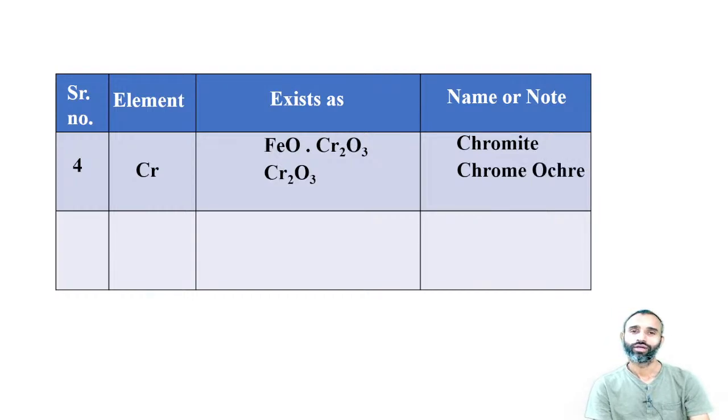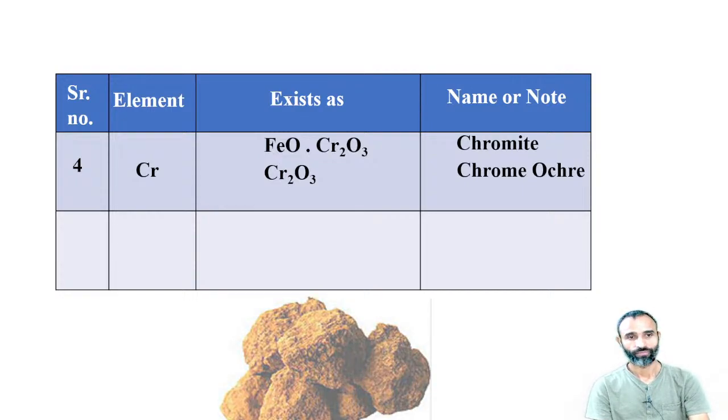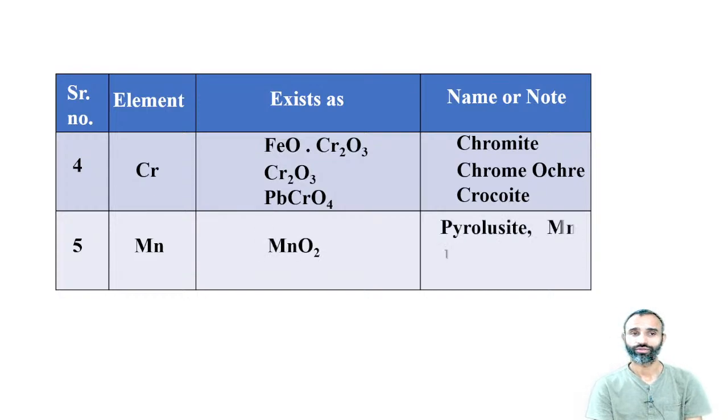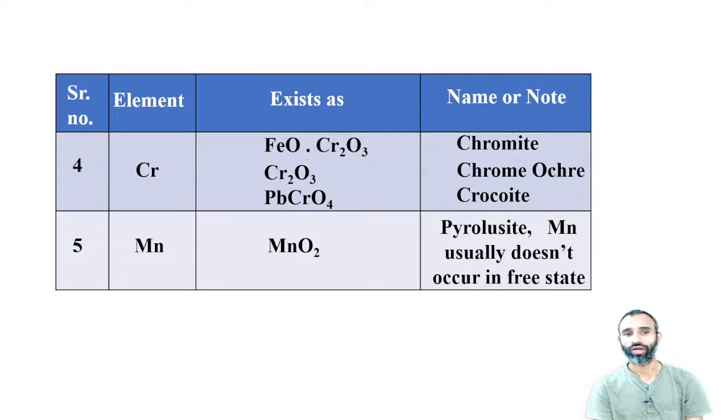Maybe like a matching type question. This FeO.Cr2O3 is most common, the reason being it is used as a starting material for the preparation of potassium dichromate. In the case of manganese, MnO2 is most common. That is called pyrolusite ore, and it is a starting material for the preparation of potassium permanganate.